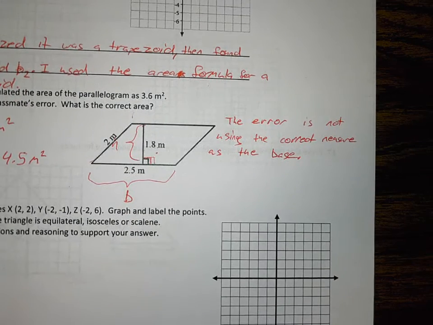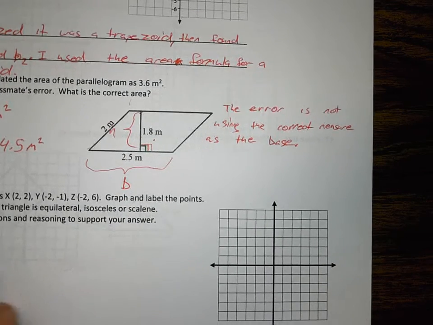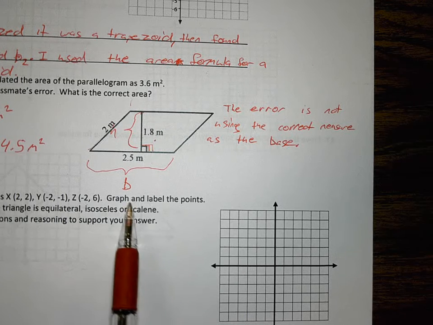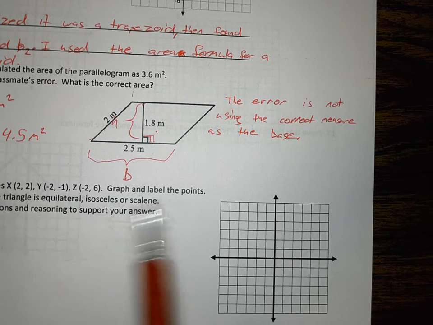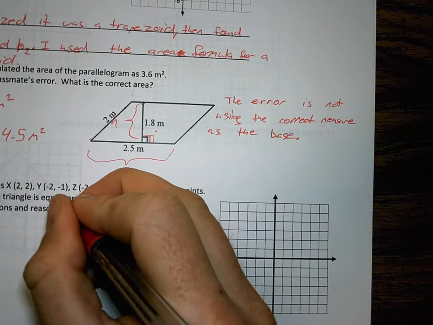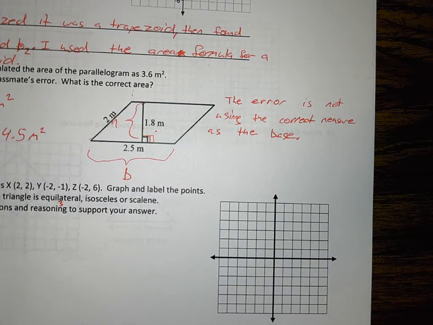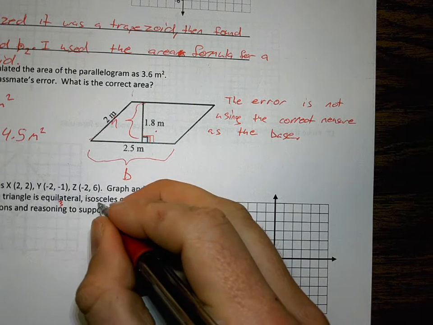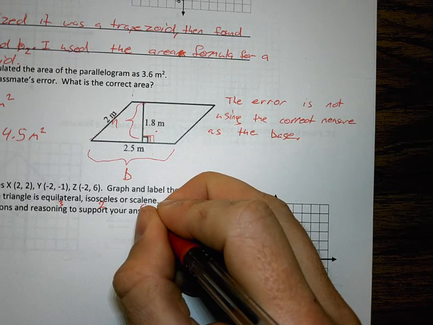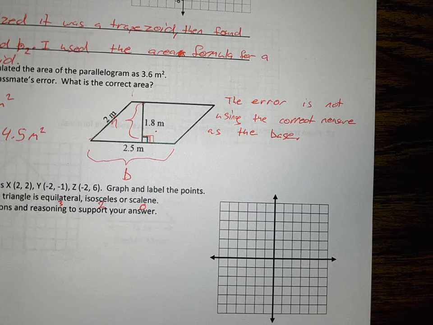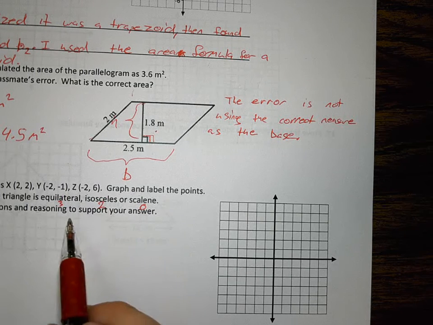Okay, I'm told this is going to be a triangle. Here's the vertices. Graph and label the points. Determine if the triangle is equilateral, which means 3 sides are the same length, isosceles, 2 sides are the same length, or scalene, no sides are the same length. Include calculations and reasoning to support your answer.